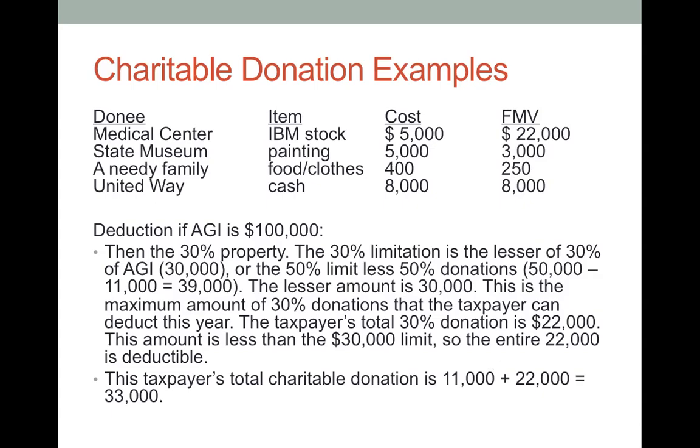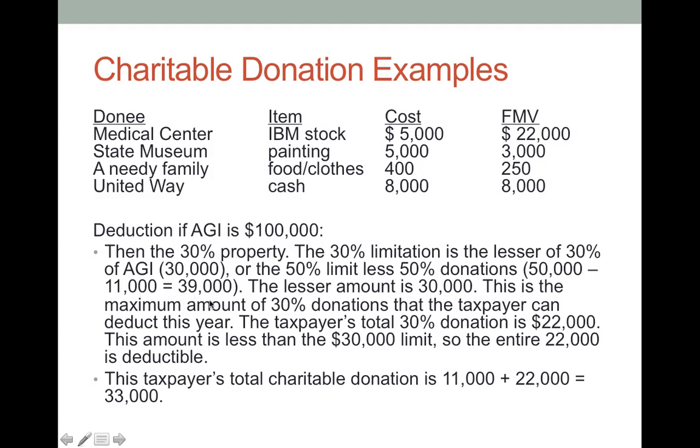Okay, so once we know how much we can deduct for our 50% property, we have to figure out how much we can deduct of our 30% property. Again, the deduction that we can take for our 30% property is going to be the lesser of two numbers: the lesser of 30% of our AGI, so in this example $30,000, or 50% of our AGI minus our 50% donations. In this example, 50% of our AGI is $50,000. The amount that we're going to deduct for our 50% property is $11,000. That's what we just determined.